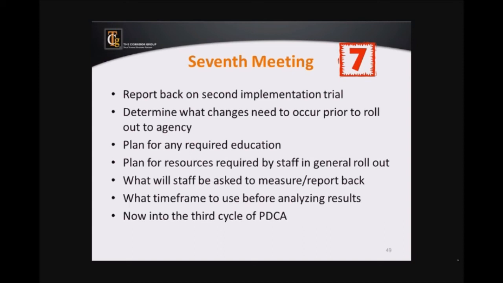By the seventh meeting, we're back to check again. Make the changes to the implementation that came out of the larger trial. Unless there are major changes where you're going to go back to the do stage with another test implementation, you're ready to design the rollout to the agency. And here's the act part of the cycle. Think about what you've learned during the project.